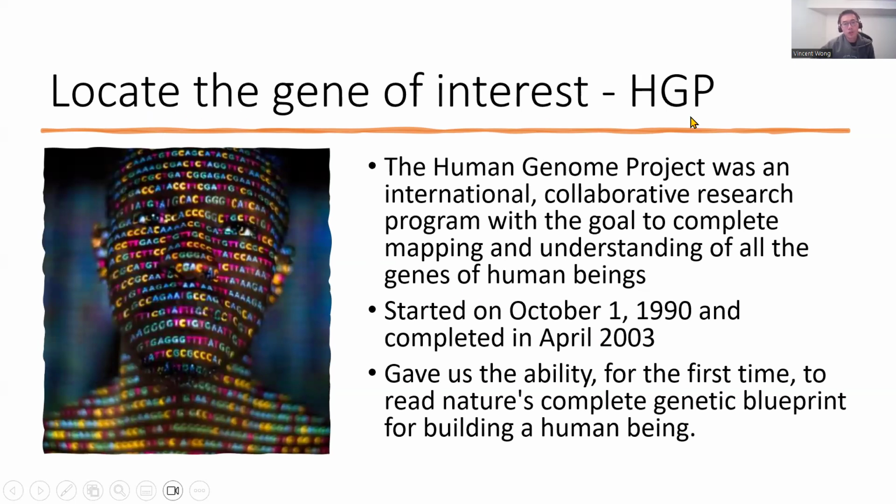Locating the gene of interest is much easier nowadays because of the Human Genome Project. That's what this is, right? The Human Genome Project, HGP. That was an international collaborative research program with the goal to map out all the ACTGs in all 46 chromosomes in human. It started on October 1st, 1990, and it was completed in April 2003. So we completed it over two decades ago now.